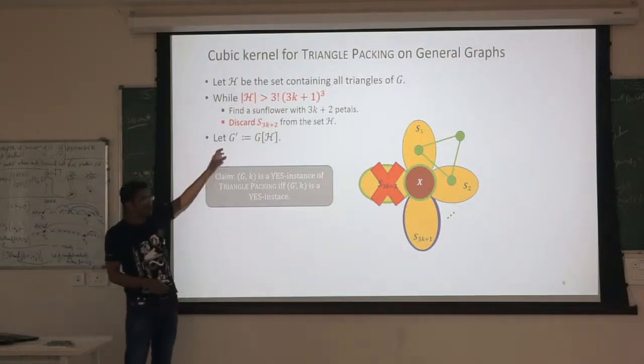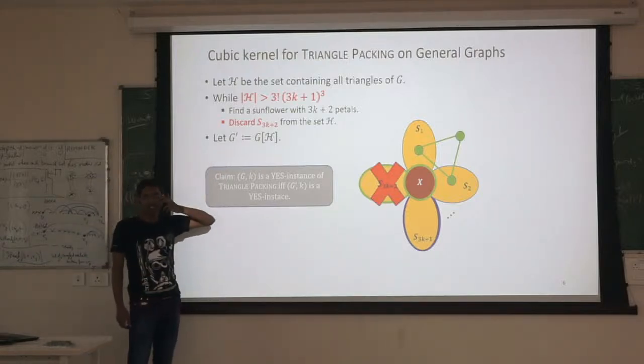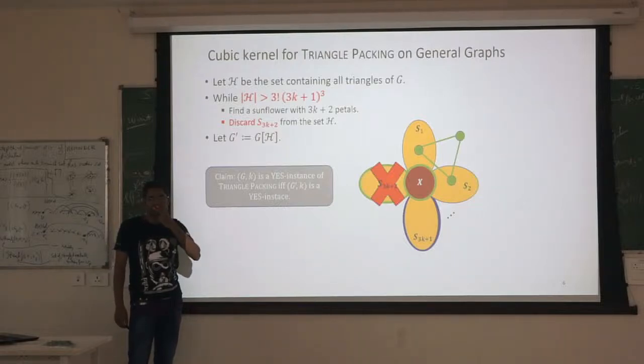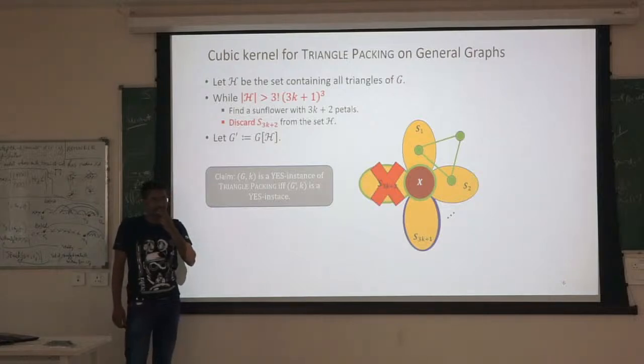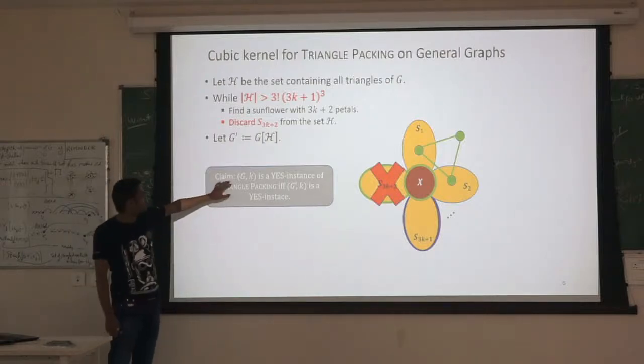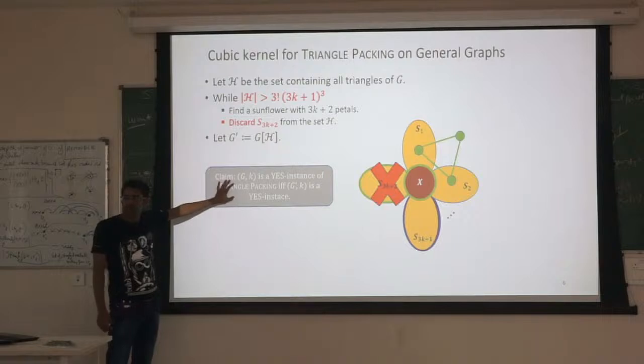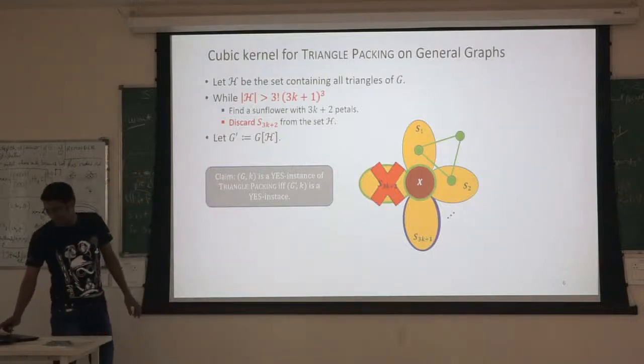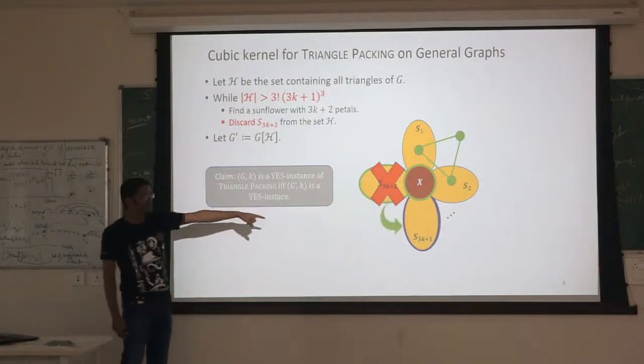Reduction is just arbitrarily deleting something. Just discard something. That's the reduction. We are not removing S3 k plus 2. We are removing from the set. Yes, we are removing any arbitrary S3 k plus 2. How can we remove arbitrarily? That's what I gave you a proof of, no? You can remove an arbitrary S3 plus 2. That's the proof. Why can you remove? Because you can find a replacement.